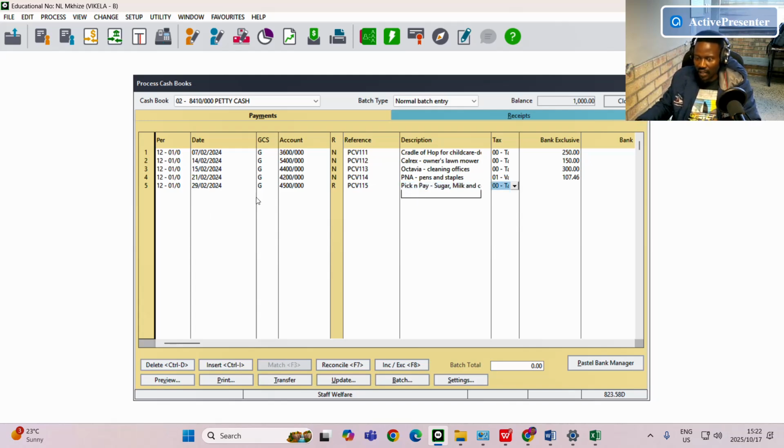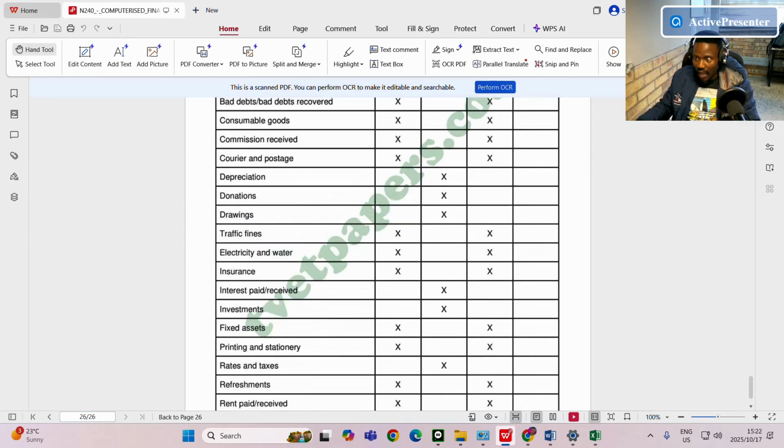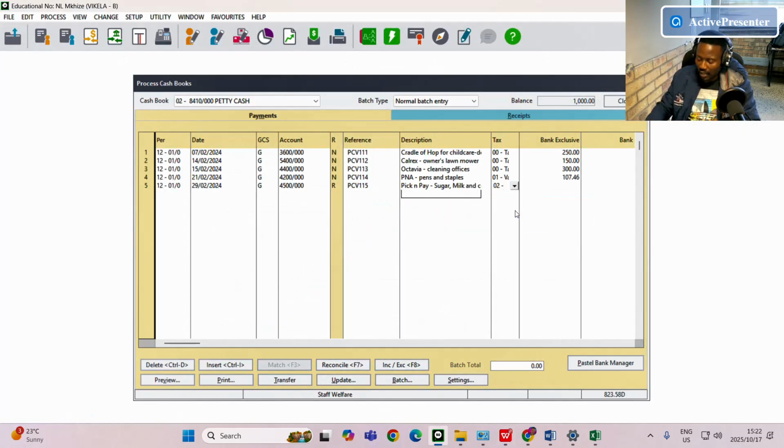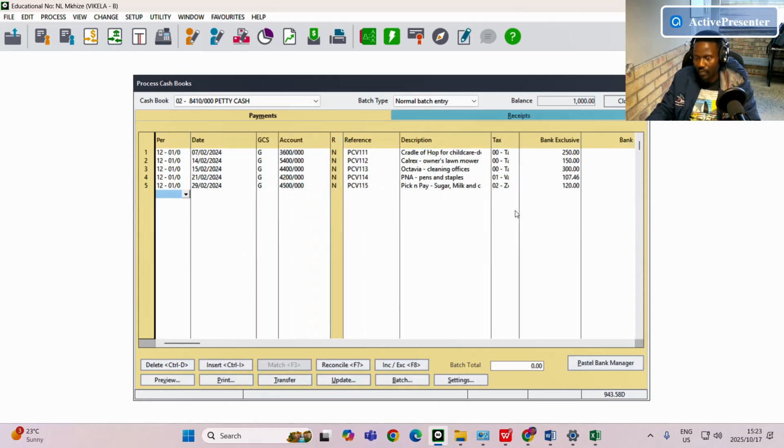So definitely, since these are basic food supplies, I believe they are zero rated, not exempt. So I'm going to choose number two, which is for zero rated supplies. 120. Yes. So yeah, guys, this is how you do petty cash.